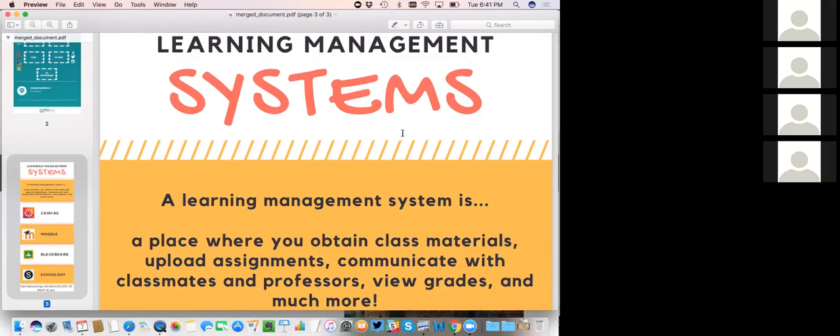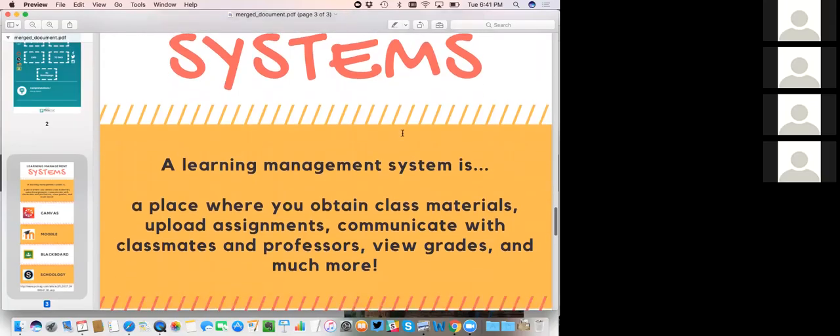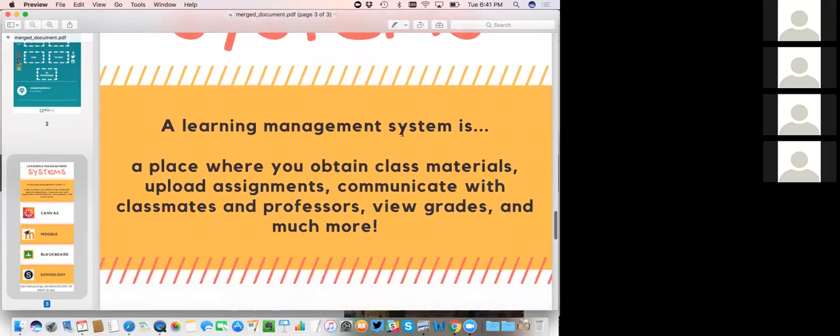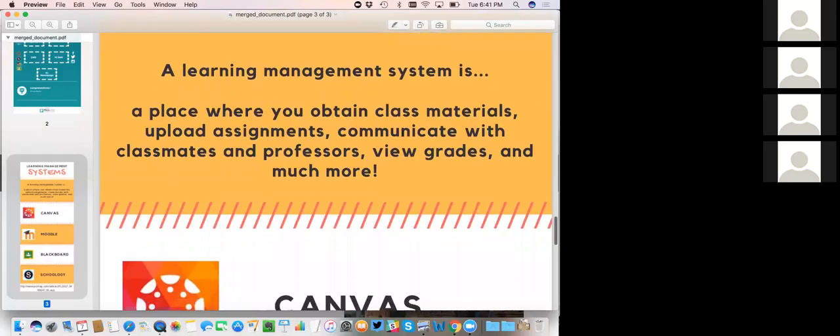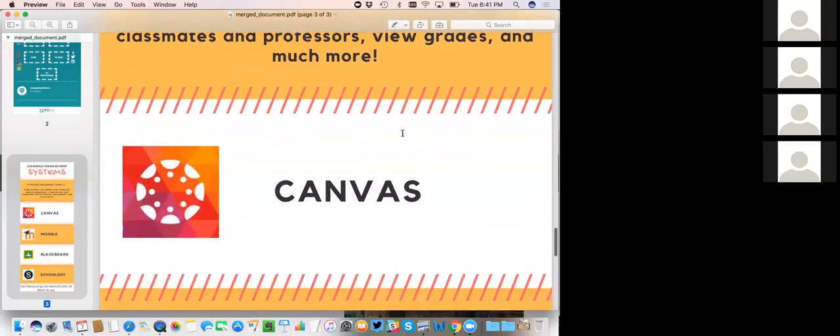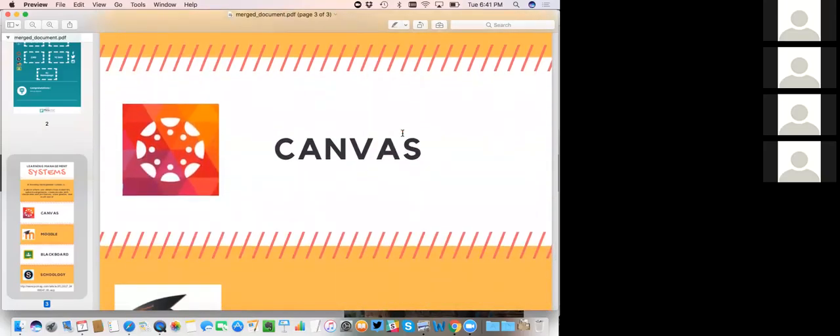This piece explains that these learning management systems are a place where you can get class materials, upload assignments, communicate, get grades, and so much more. The purpose of this is to just give you the name and the icon so you can get familiar with it, because our goal is to not stress people out anymore, but to let them get their foot in the water a little bit quicker.